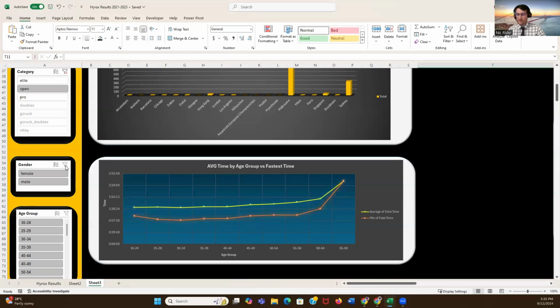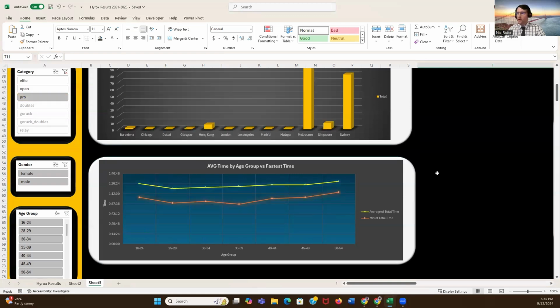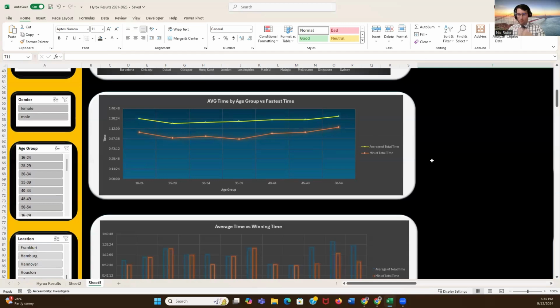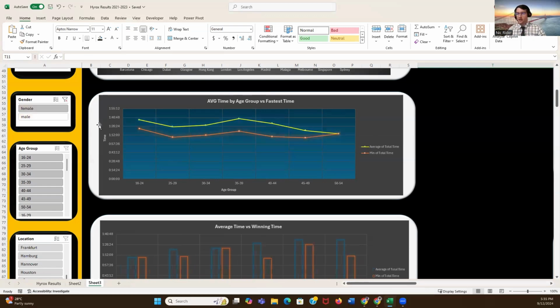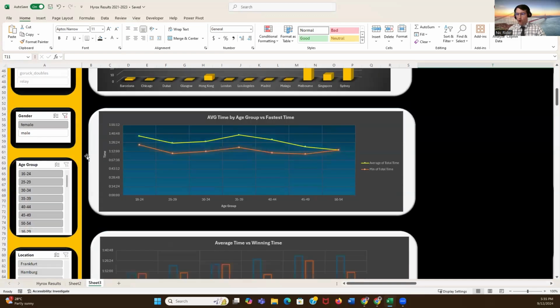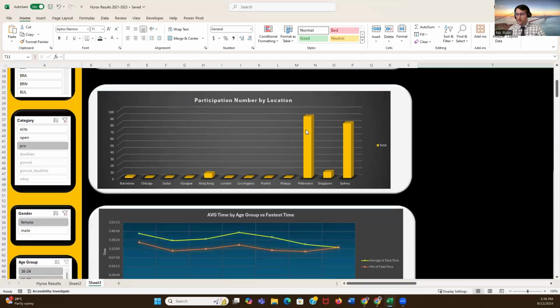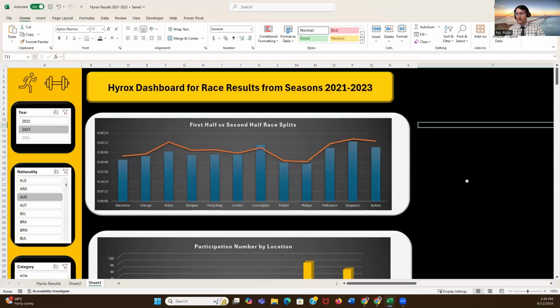I'm going to go to pro next because I just want to touch on this, because I think this is what most people are going to be interested in, and this is most relatable to most people that are having a go at Hyrox. So pro here, once again, we can see the participation numbers in pro. Most Australians that compete in the pro female division either do Melbourne, Sydney, Singapore, or Hong Kong. So that gives us a bit of an idea there.